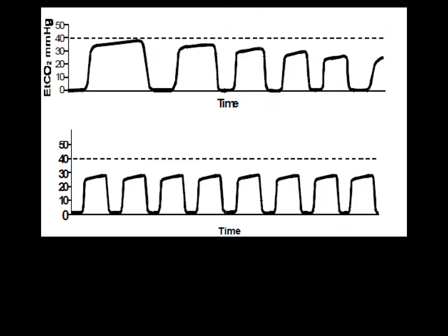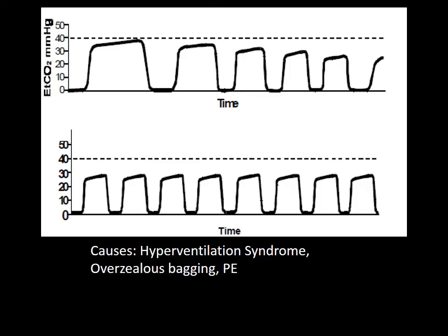All right, causes of hypocarbia, or the carbon dioxide decreasing: the patient's hyperventilating, or you are bagging too fast, or a PE. Remember that if the blood can't get to the alveoli to exchange gases, we're going to have a decrease in carbon dioxide.